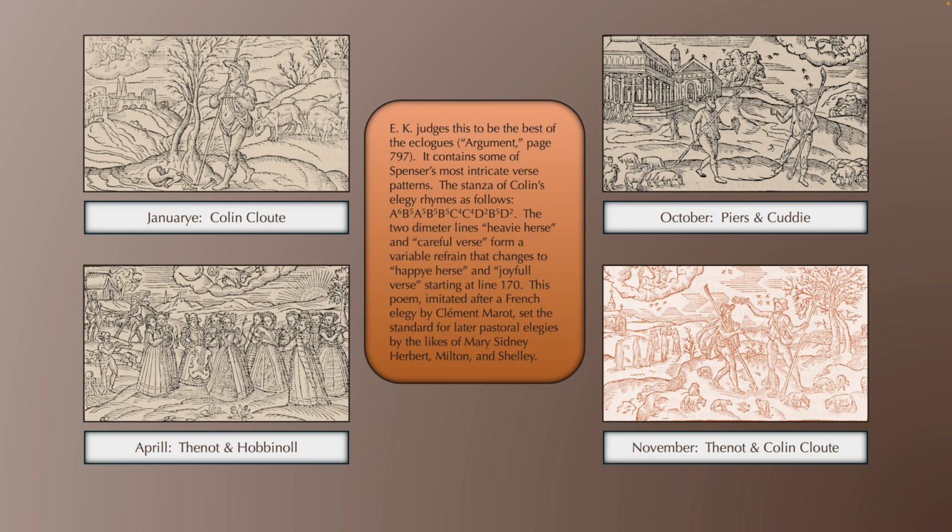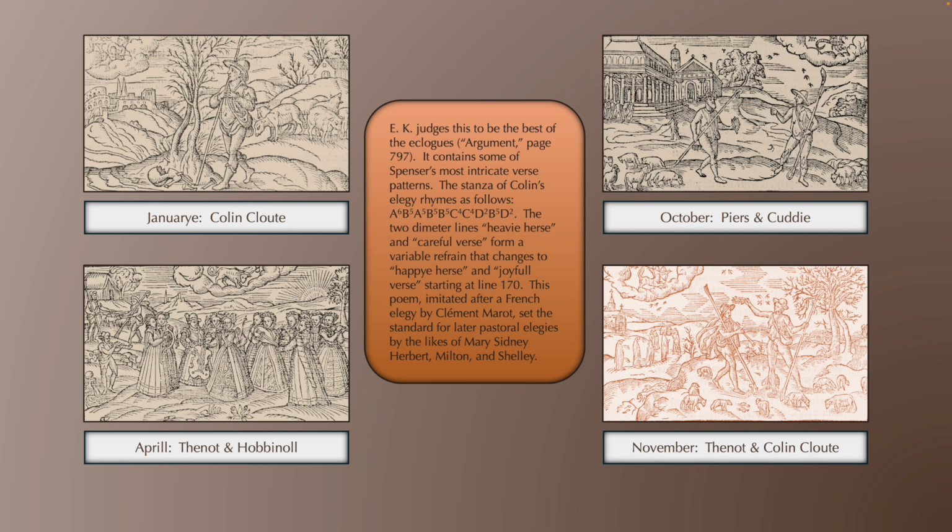This Eclogue contains some of Spenser's most intricate verse patterns. Colin's Elegy is a 10-line stanza that has a complicated rhyme scheme and metrical structure. It starts with a hexameter line, interestingly enough, six stressed syllables, with a mixture of pentameter, tetrameter, and dimeter lines. The two dimeter lines, heavy hearse and careful verse, form a variable 3-line refrain that changes to happy hearse and joyful verse starting at line 170.